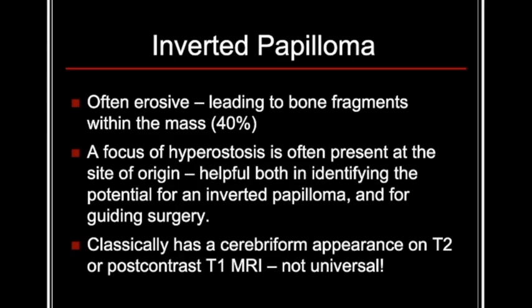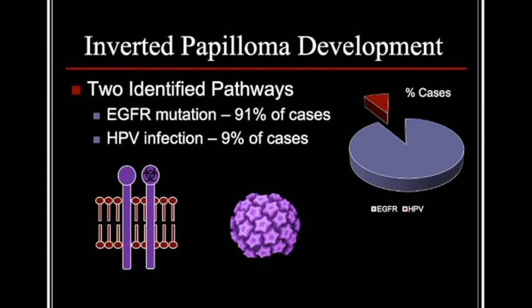So it's helpful both in identifying the potential for inverted papilloma if you see an unusual osseous stalk in the nasal cavity or the paranasal sinuses, and it's also helpful for guiding surgery because they have to go in there and resect that area, and that's sort of their thought process for their surgical approach, is making sure that they can get good exposure of that area of the stalk. Classically, it has a cerebriform appearance on both T2 and post-contrast T1-weighted imaging, but that's not universal.